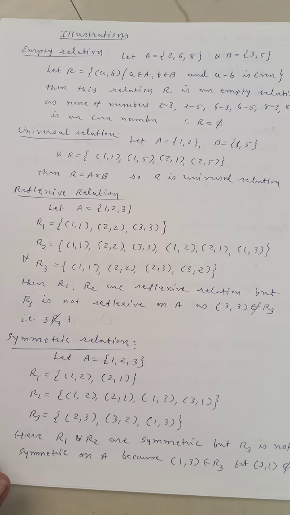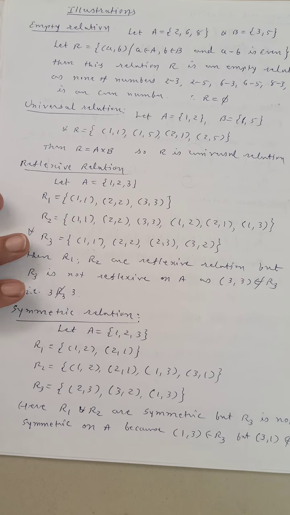Now next one, about symmetric relation. There is again a similar type of example I choose. Let A be {1, 2, 3}, R1 is {(1, 2), (2, 1)}, R2 is {(1, 2), (2, 1), (1, 3), (3, 1)}, and R3 what? {(2, 3), (3, 2), (1, 3)}.